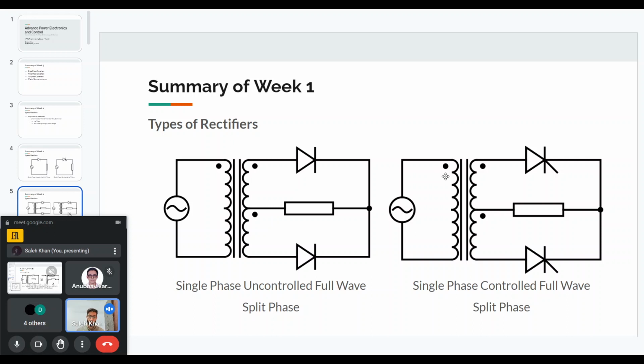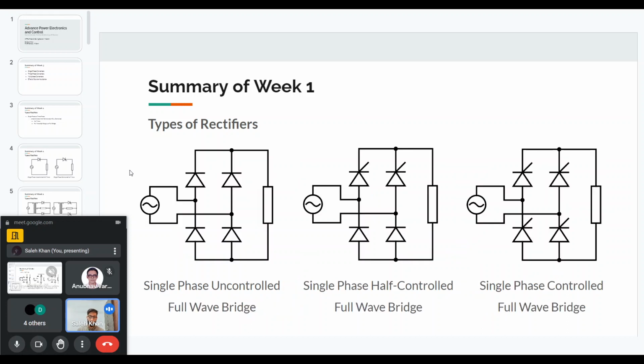This is the example of split phase supply, which uses a transformer with a center tap secondary side. The winding has been tapped in the center, so we get two voltages on the output, and then we use two diodes or two thyristors depending on whether we want uncontrolled or controlled supply. But since these center tap transformers are not very common and they are costly and bulky, these circuits are not usually used. So what we go for is the bridge rectifiers.